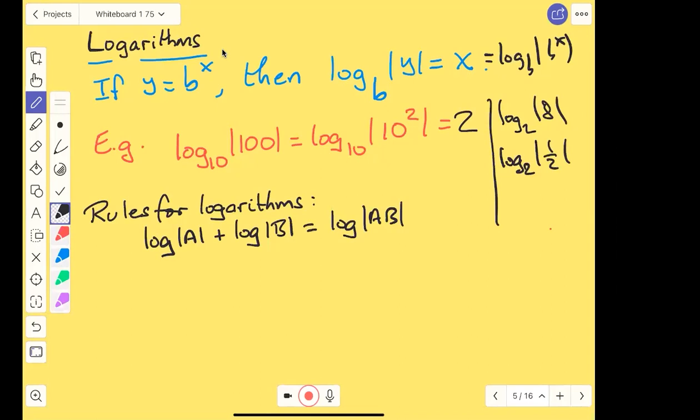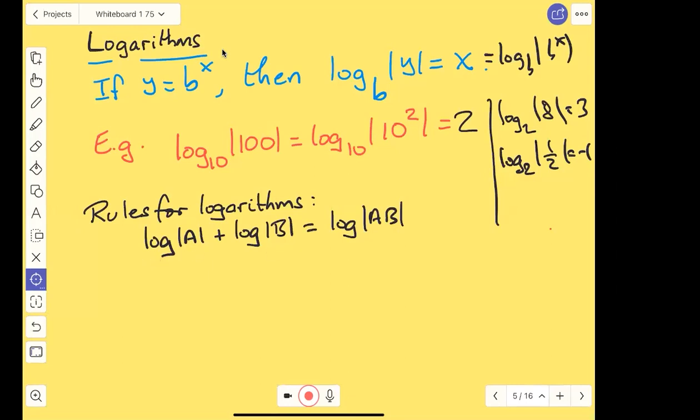Yep, -1. So this is 3, and this is -1, because that's what a half is. It's 2 to the -1. So in this way, once we have this understanding, we can prove the rules for logarithms. So let's just do that. I'm just taking one of them.